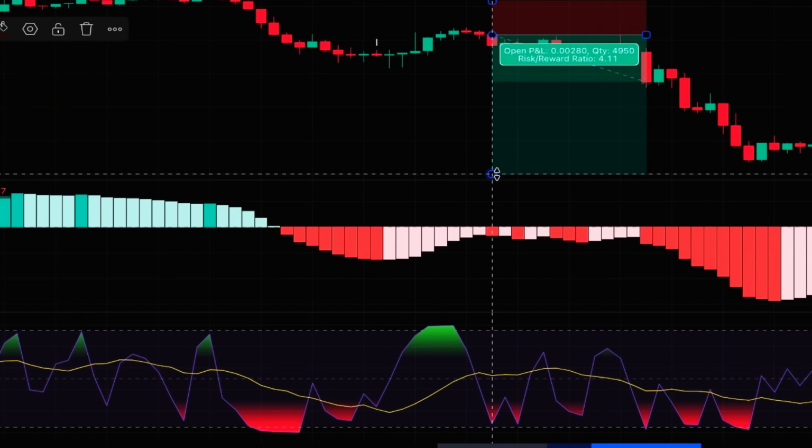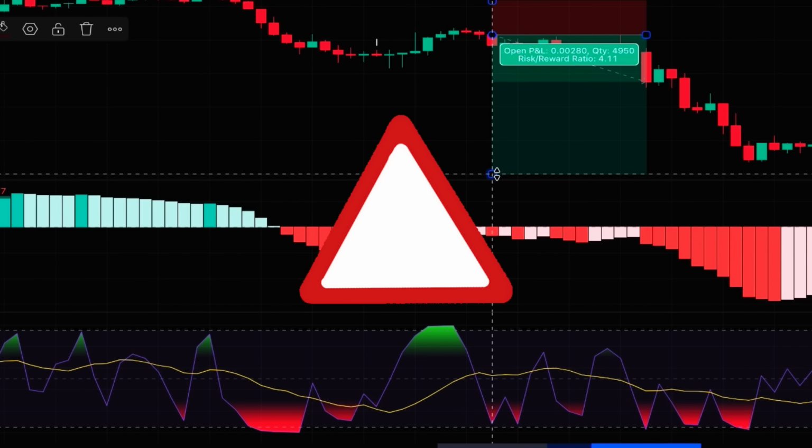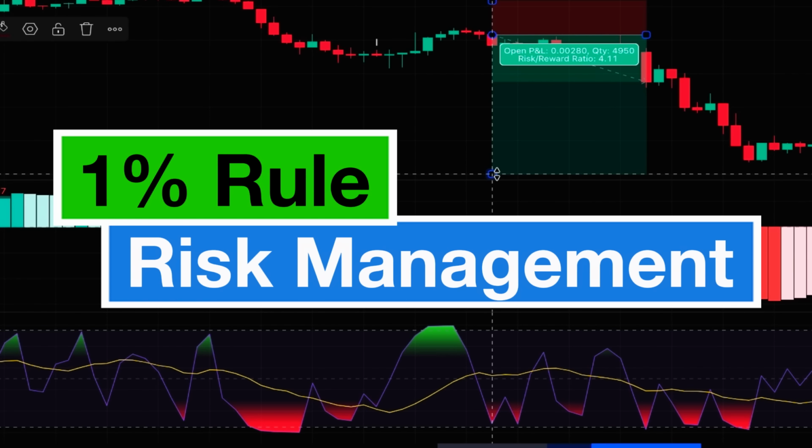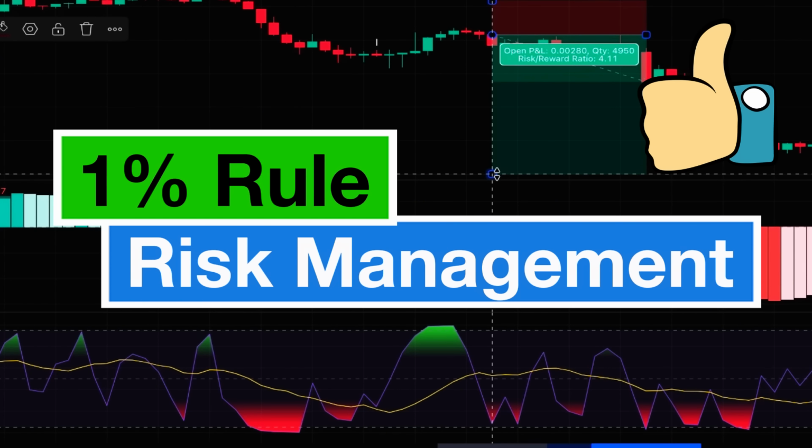to reward ratio. Please pay attention that although the accuracy of this trading strategy is very high, it doesn't mean that you will not have false signals. No, losing positions are always part of the game, and you need to manage your risk properly. The 1% rule is the best risk management strategy and is recommended by professional traders.